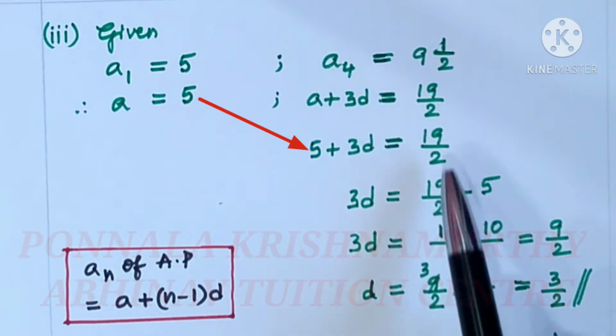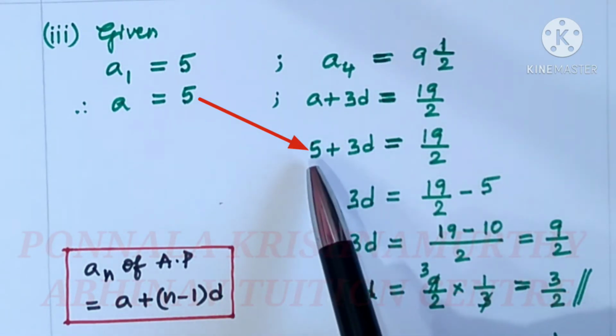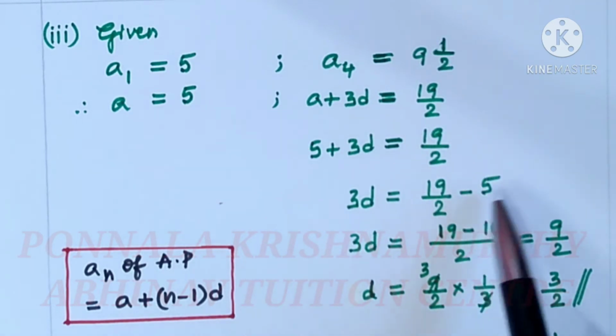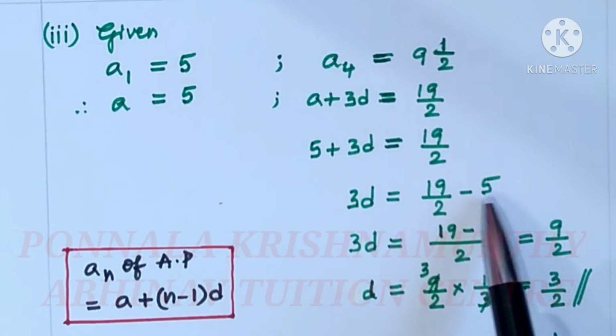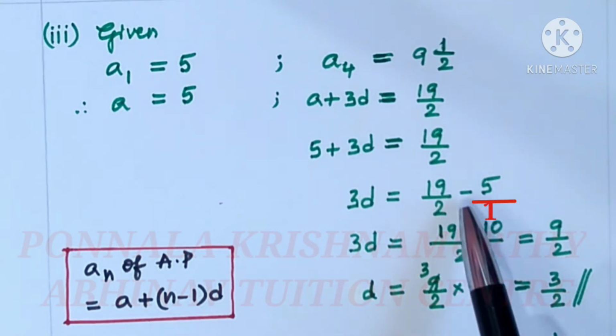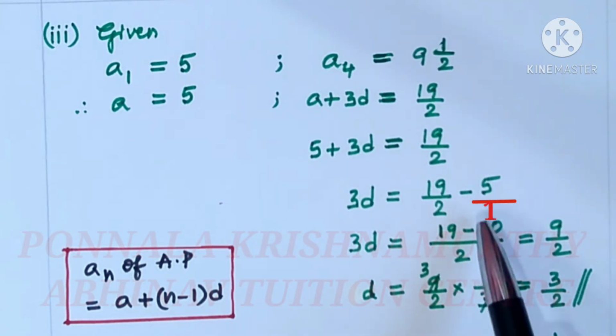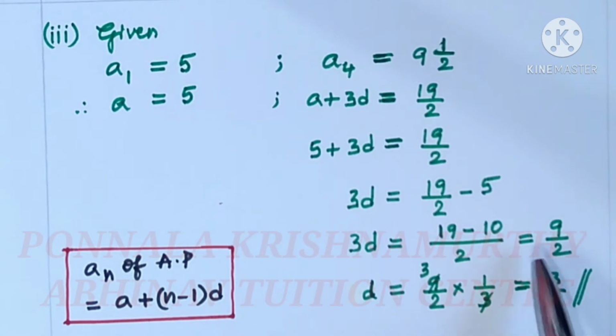3D is equal to 19 by 2 minus 5. This plus 5 comes to the right hand side and becomes minus 5. 3D is equal to, here we have 2 and here we have 1 below 5. LCM for 2 and 1 is 2. 2 by 2 is 1. That 1 into 19 is 19 minus 2 by this one is 2. That 2 into 5 is 10. Now this becomes 9 by 2.